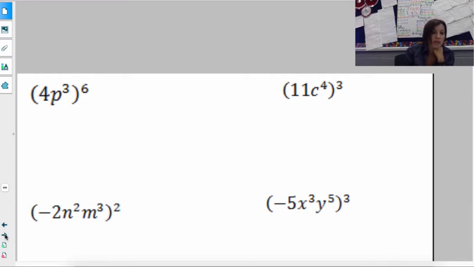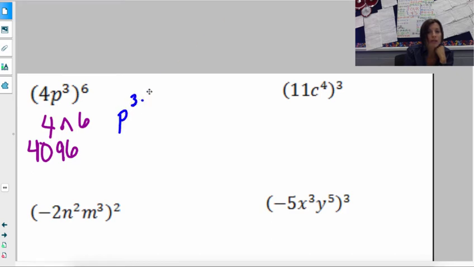So the base that's raised to the 6th power in this case is 4p cubed. So we have to do 4 to the 6th power. I'm going to use a calculator for that. On our calculator we often use a caret for any power that's more than 3. So 4 to the 6th power gives me 4,096. And then I've got to take care of my exponents. So I've got p to the 3 times 6th power, and it's going to be 4,096 p to the 18th power.